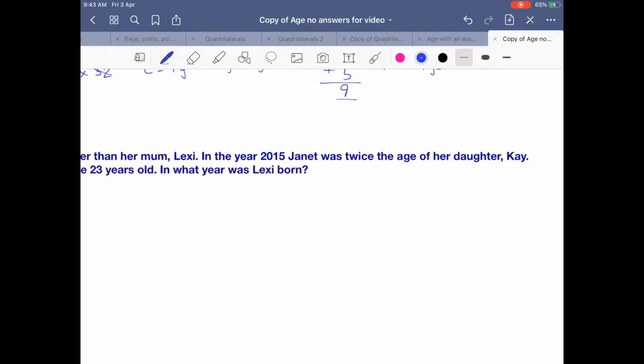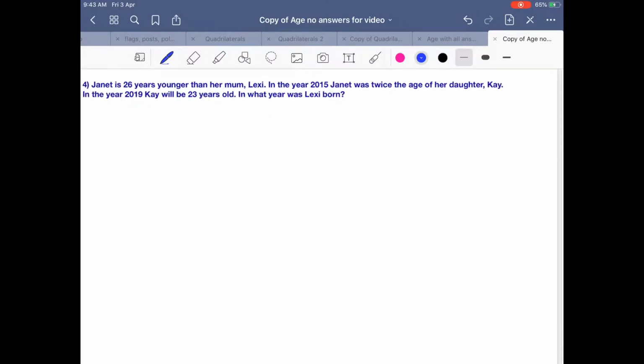Number 4. Janet is 26 years younger than her mom Lexi. In the year 2015, Janet was twice the age of her daughter Kay. In the year 2019, Kay will be 23 years old. In what year was Lexi born? So this is a nice challenging question. We firstly need to determine Kay's age in 2015, then Janet's age in 2015, and then we can find Lexi's date of birth.